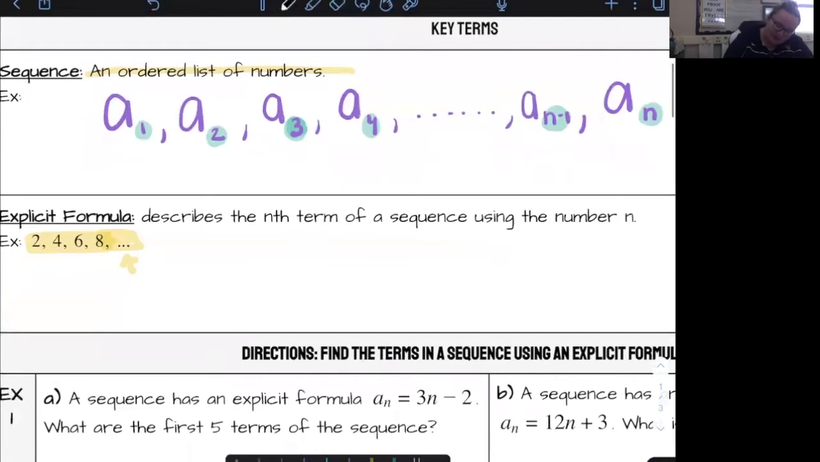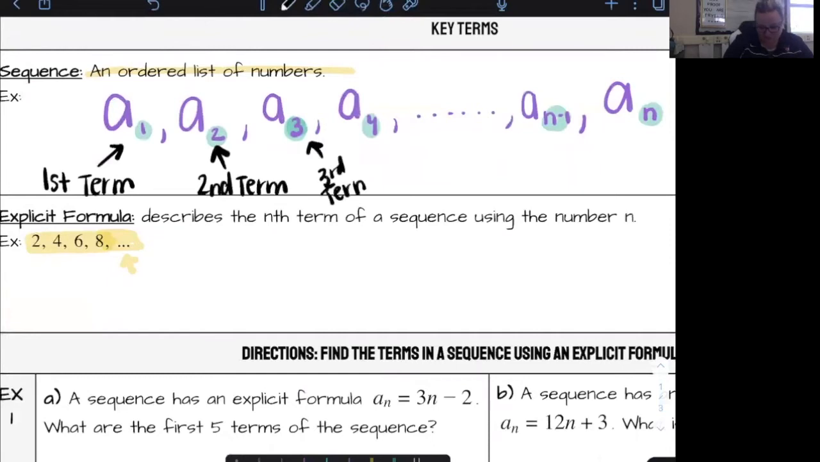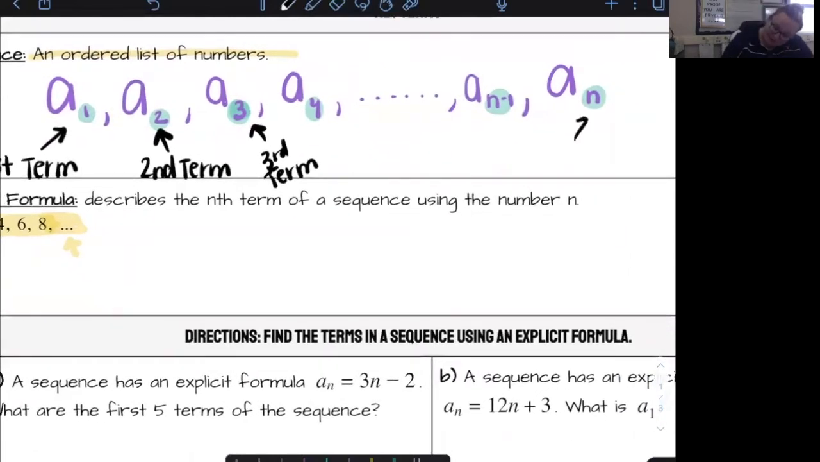So remember, a sub 1 represented the first term or the initial term. a sub 2 represents the second term. a sub 3 represents the third term. a sub 4 would represent the fourth term. a sub n is the nth term in the sequence. And so we're going to be dealing with different terms in a sequence. n could be 100, so it would be like the 100th term in the sequence. And then a sub n minus 1 is your n minus 1 term, the term before the nth term.